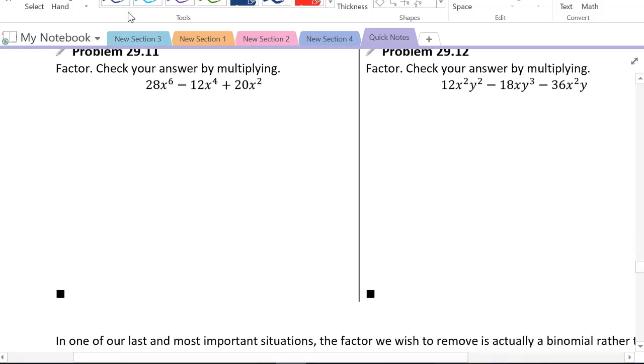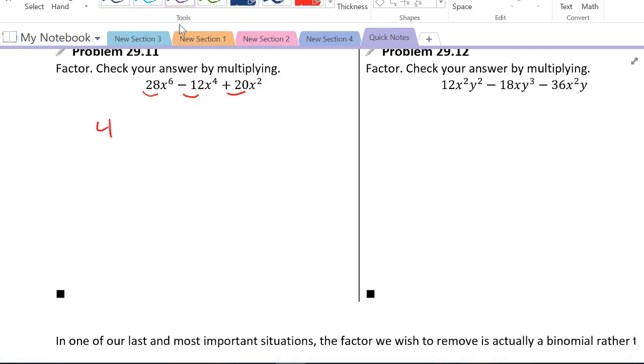All right, so same situation here. We're going to look at all the numbers. We have 28, negative 12, 20. What number can go into all of them? It looks like it's probably going to be 4. So let's take out a 4.